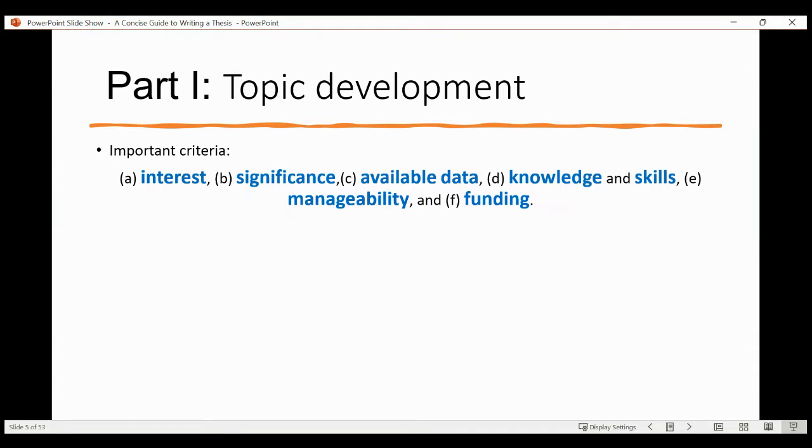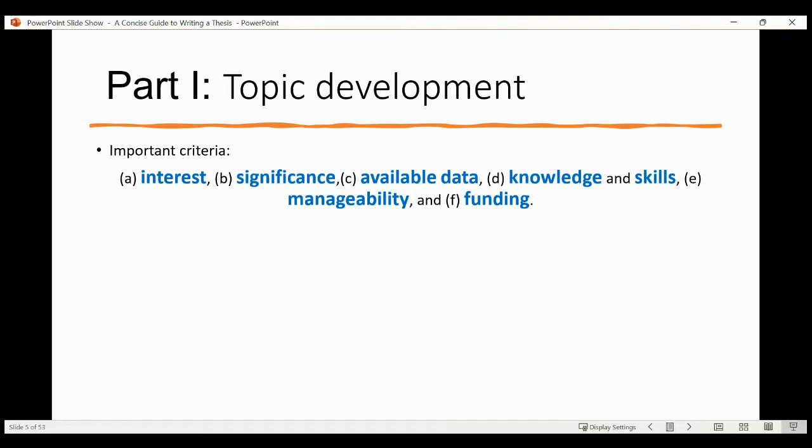Manageability, this is another very important factor. If it's not manageable, please don't choose this topic. Manageable topics play a major role when you finish your thesis or dissertation. Choose topics that are manageable. You can finish them within your time frame, for example 2, 3, 4 years. Otherwise you will be stuck again.